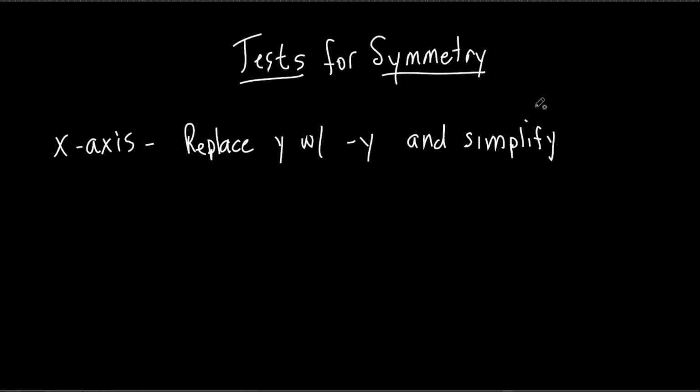Simplify it. Okay? I'm not going to write this part down, but this is what you do after you simplify it. You're going to replace the y with a negative y. Then what you're going to do is compare it to the original equation. All right? If it's exactly the same as the original equation, when you replace the y with a negative y, then it's symmetric with respect to the x-axis.